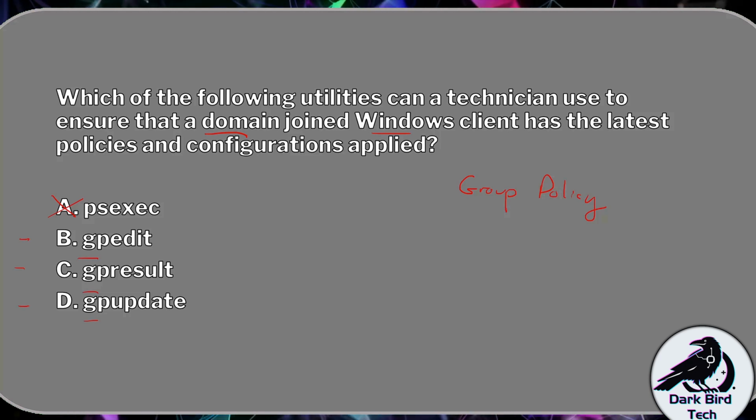Alright, so let's see. To ensure that policies and configurations have been applied, so we want to make sure the settings have been applied, GP update and GP result would be my two options. GP edit is the tool to go and edit and create a group policy, so I'm going to eliminate that. Now, I want to make sure the policies are applied. So I can look at either the results and see what the current policies are, or I could say GP update to trigger an update. I would probably want to trigger an update first and then check if it's been applied. So I'm going to go with GP update to make the policies apply.